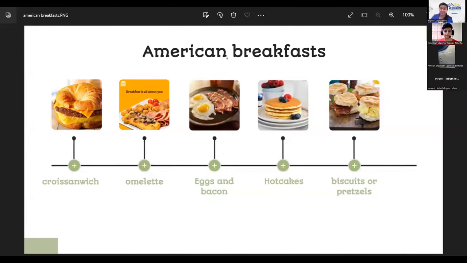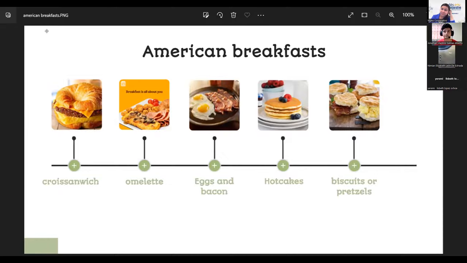Yes. Okay. I'm talking about popular American breakfast. The first is croissant sandwich. Americans eat omelets. Americans eat eggs and bacon. It's a popular breakfast. It's two hotcakes and biscuit or pretzel.